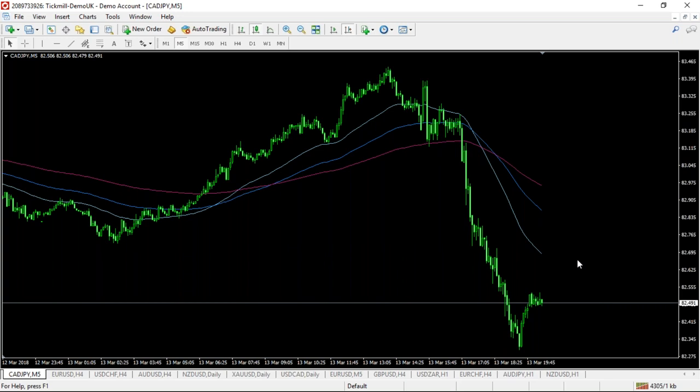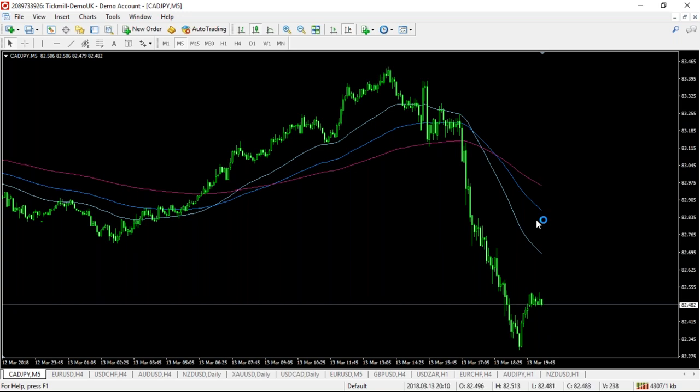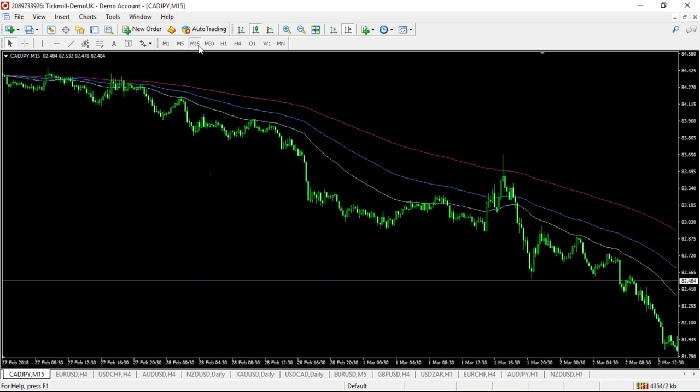That means pointing downwards, and split amongst themselves, not touching or entangled with one another. If they are entangled or moving sideways, that means the trend itself is not very clear, even on that time frame. So then we go into the 15 minutes chart.